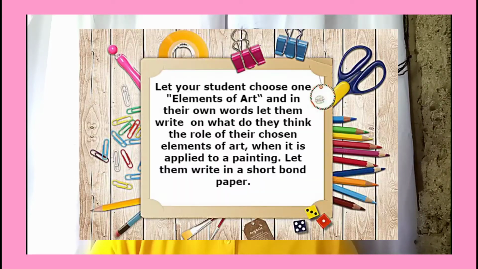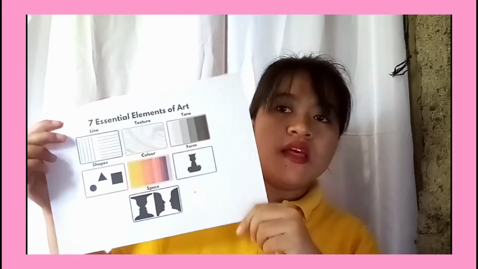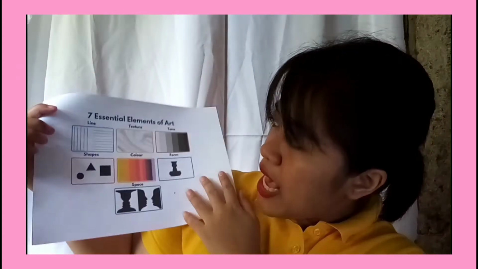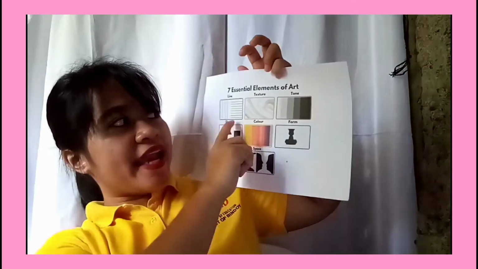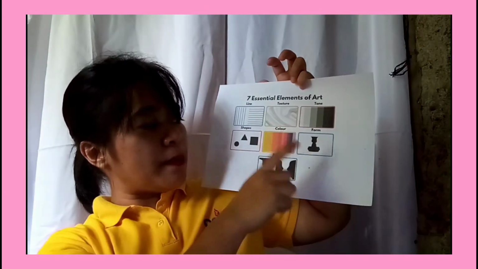So the next one is pictures, visual symbols. The activity that I made in this stage is to let your student choose one element of art and, in their own words, write what they think the role of their chosen element of art is when applied to a painting, and let them write it on a short bond paper. As we can see, these are the seven elements of art: line, texture, tone, shapes, color, form, and space.